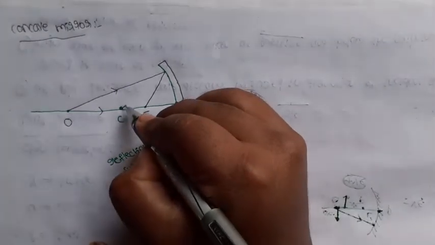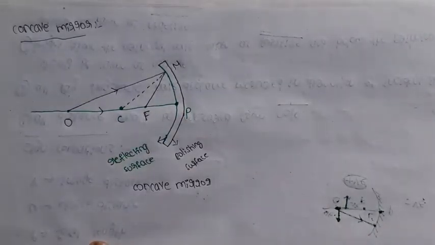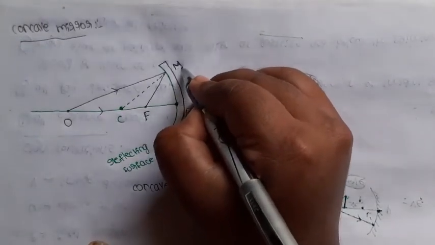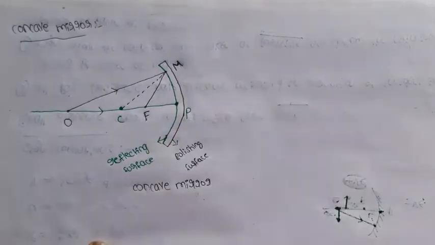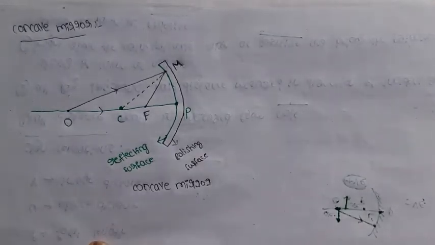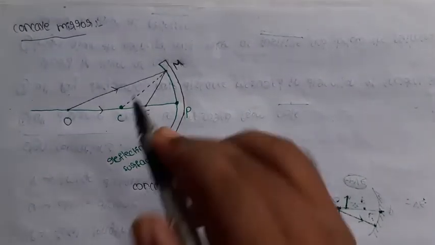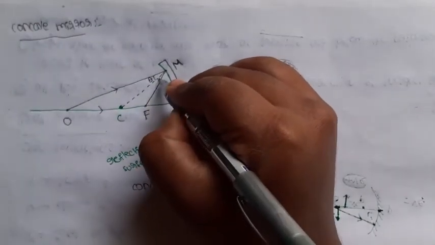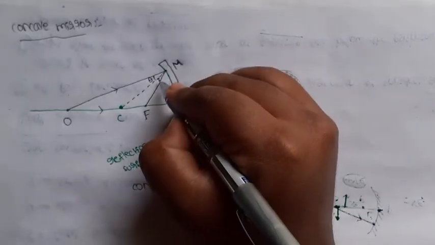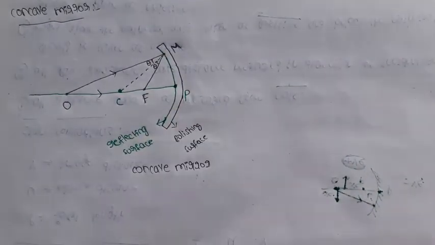Here I am drawing one normal line towards the center of curvature. This is a normal line. This point I am taking as M, because this point is on the mirror. Here the incident angle is theta, and the reflected angle is also theta. According to the laws of reflection, angle of incidence is equal to angle of reflection. So both angles are equal.